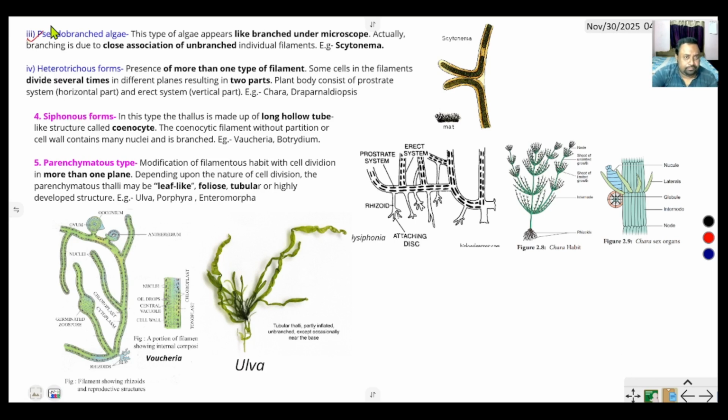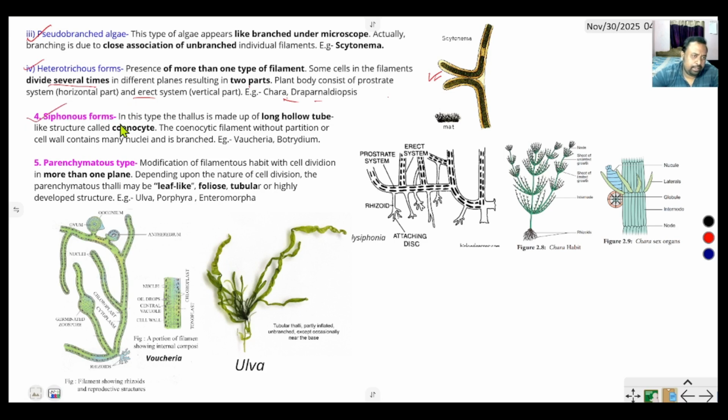Pseudo-branched algae, found in Scytonema. Heterotrichous forms are found in Chara, and heterotrichous means the presence of more than one type of filament. Some cells of the filament divide several times. Two parts, some prostrate and some horizontal erect system.